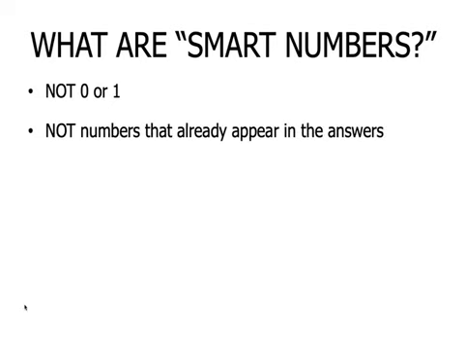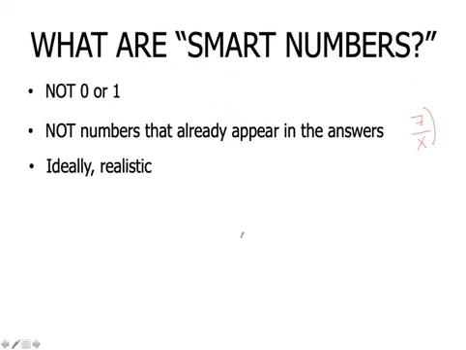Along with that, you generally don't want to pick numbers that already appear in the answers. The reason for that is if I have an answer option, for instance, like 7 over x, and I pick 7 for x, well, then this is just going to become 1. And then we have the same problem as we do up here.